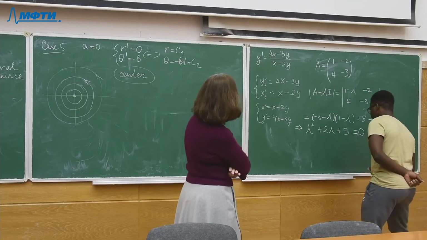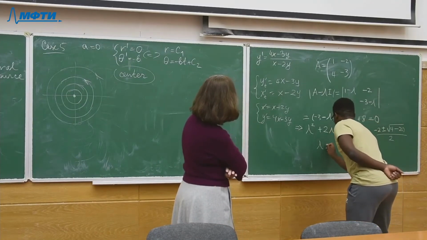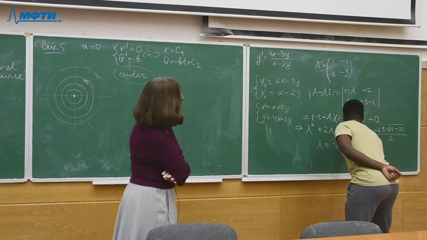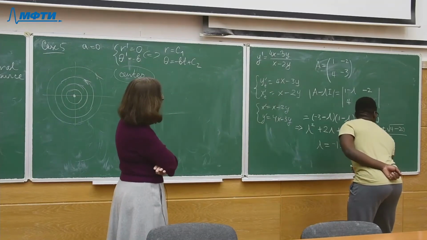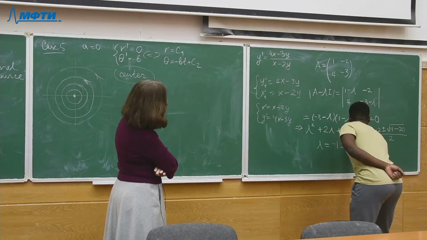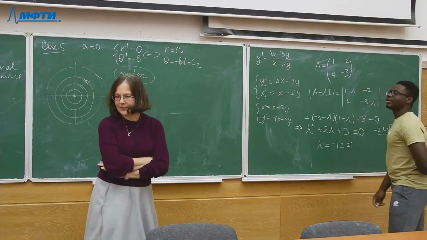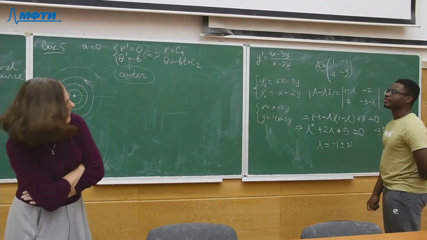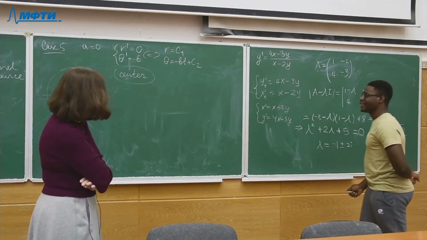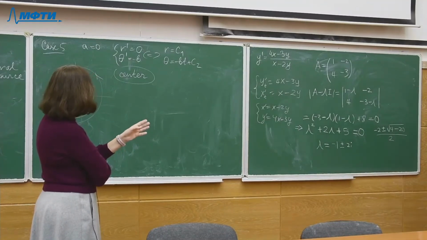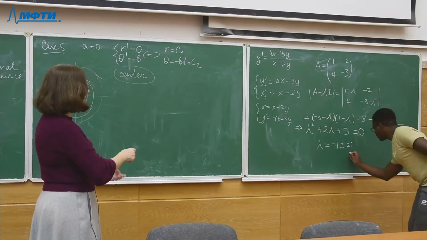1 minus lambda minus 2 for plus 2. I think so. I will check. Correct. This is correct. So yes, it is possible to continue this way. So this is a spiral.